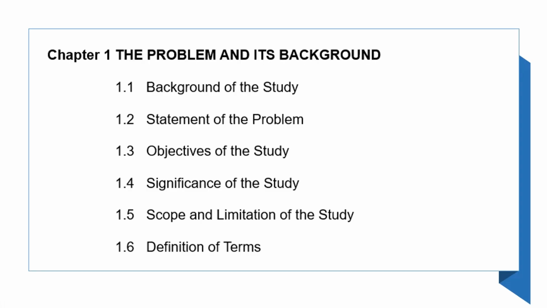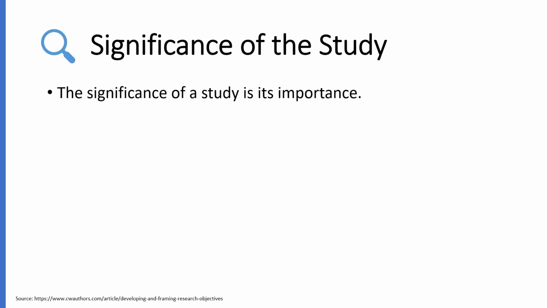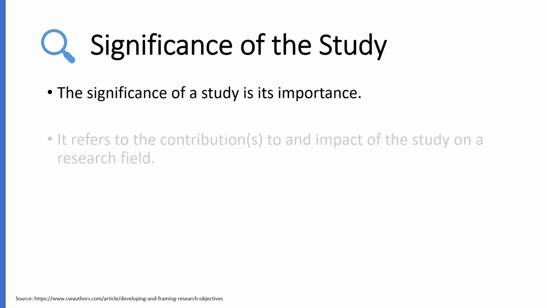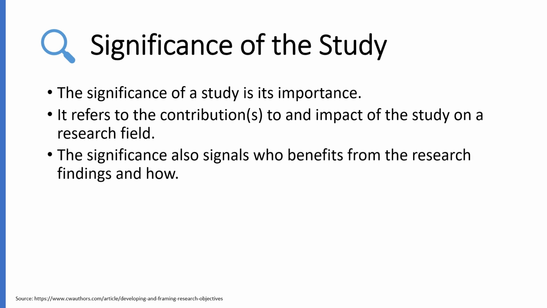We're moving on with the significance of the study. So the significance of the study is its importance. It refers to the contributions to and the impact of the study on the research field. The significance signals who benefits from the research findings and how they will benefit. So take note of the words research findings or research results. This is where you base it. Based on these research findings or research results, who will benefit from your research?